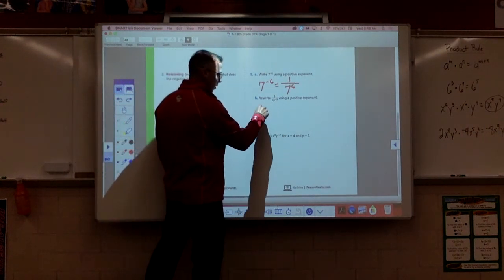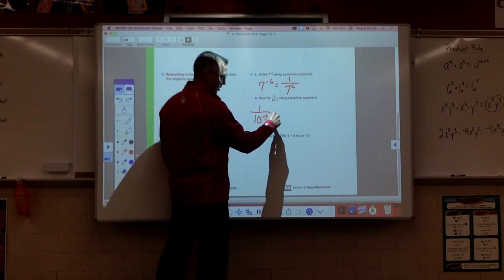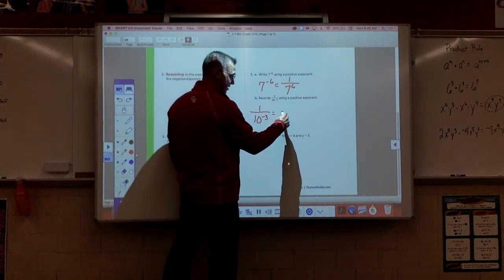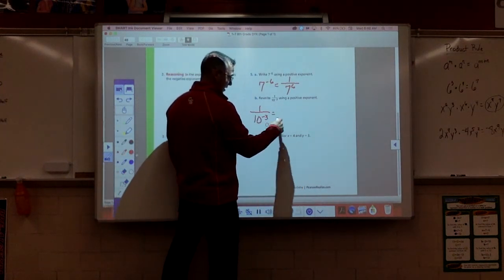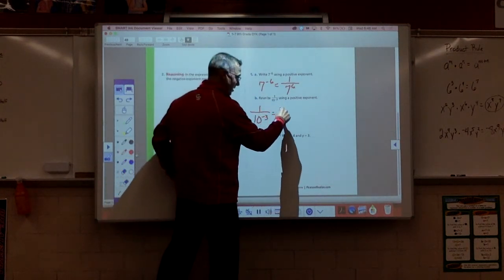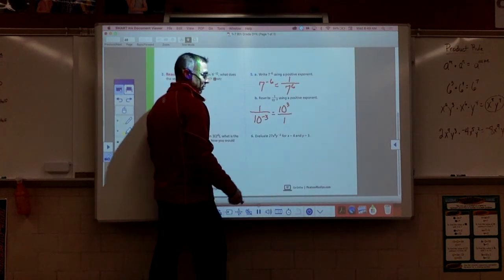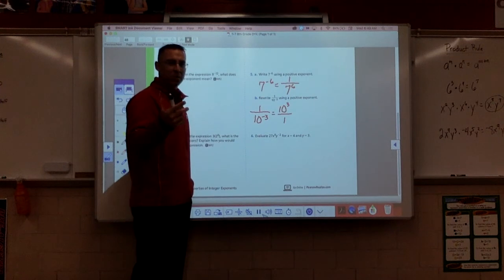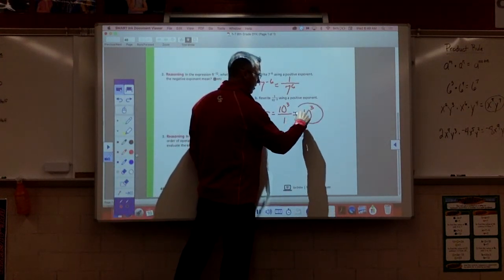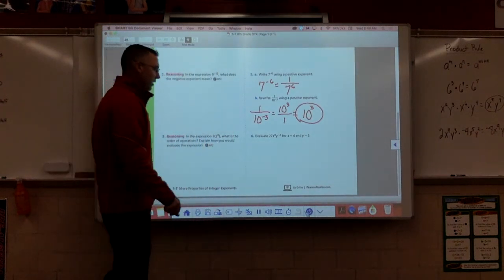Letter B, rewrite 1 over 10 to the negative 3rd power using a positive exponent. This was where Mr. Fricky taught you guys, and he said something like, take this, flip it over. Remember the tumble machine? Take the opposite of the exponent, and we know any number divided by 1 is always itself. So final answer there, 10 to the 3rd power. Good job, everybody. We're moving on.